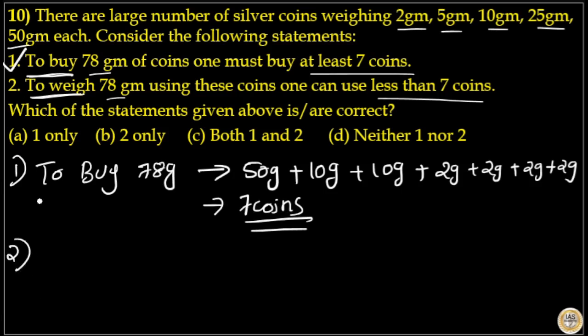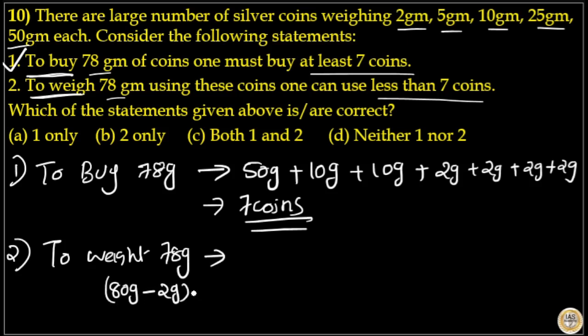In the second case, to weigh. To take the weight of 78 gram. That means one side I can take 80 gram, on the other side I can take 2 gram. That is total 78 gram. I can weigh 78 gram using 80 gram coin and 2 gram coins. That is, in one side I will take 50 gram plus 25 gram plus 5 gram to take 80 gram weight. And on the other side I will take 2 gram weight. So that means total weight will balanced as 78 grams.